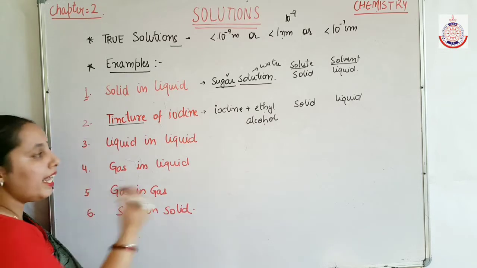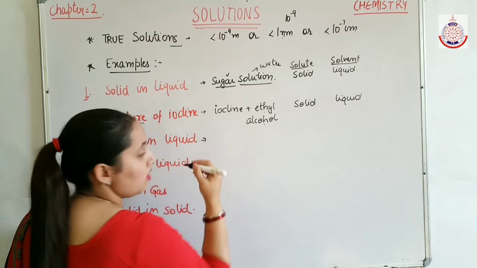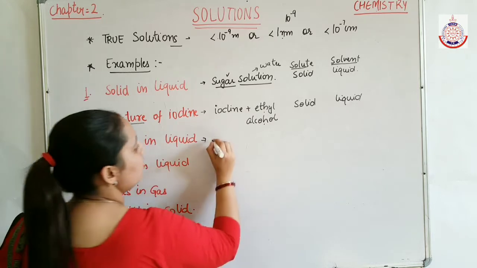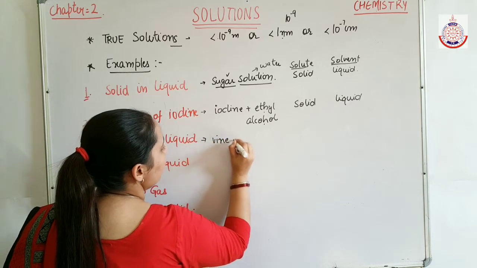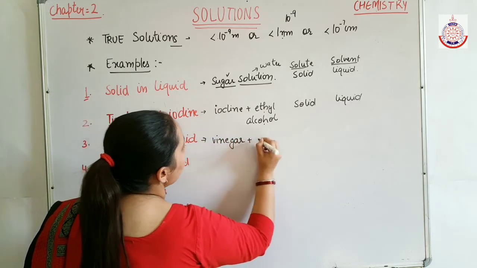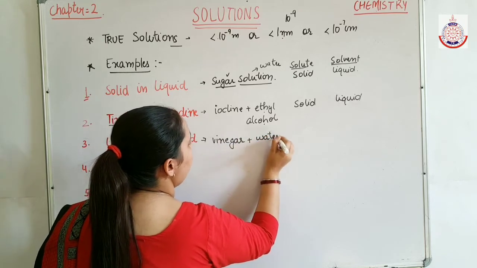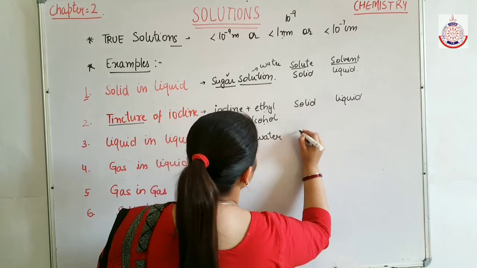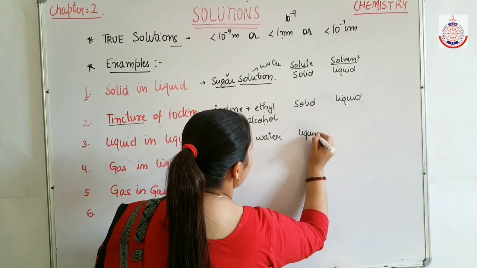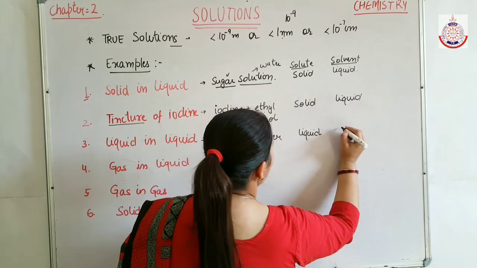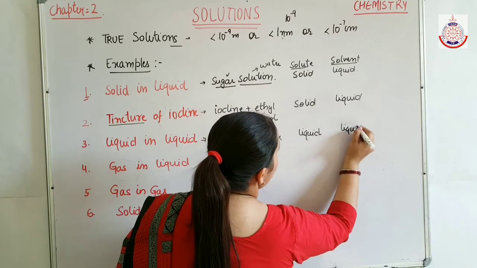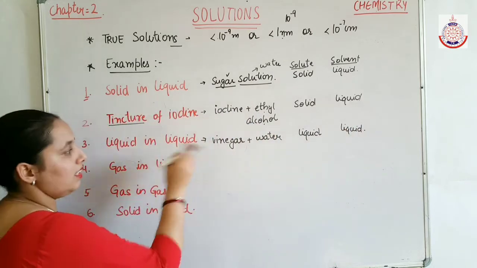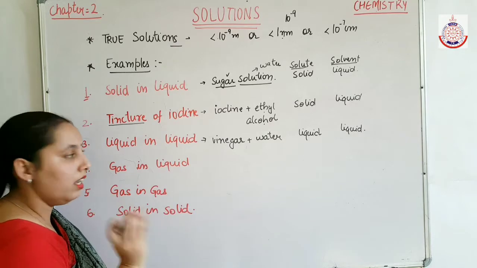Next is liquid in liquid. You can see the example of dissolution of vinegar in water. You dissolve vinegar in water. What is the state of vinegar? Vinegar is liquid. It means the solute is liquid and water is also liquid. So it is an example of liquid in liquid.